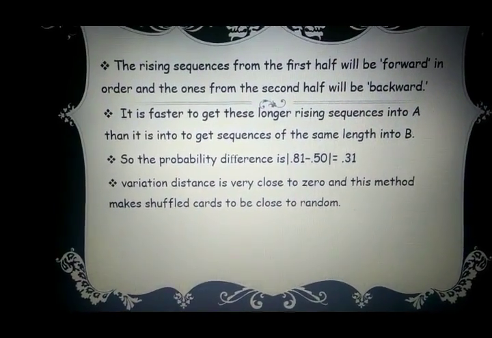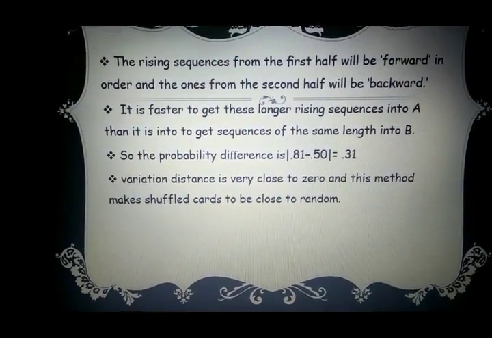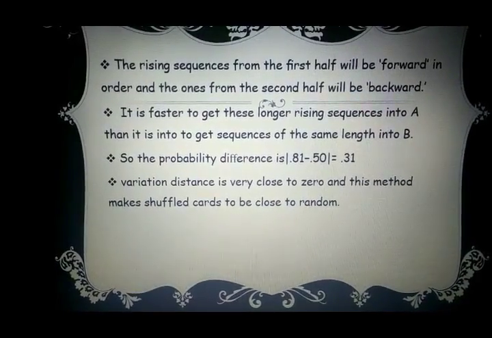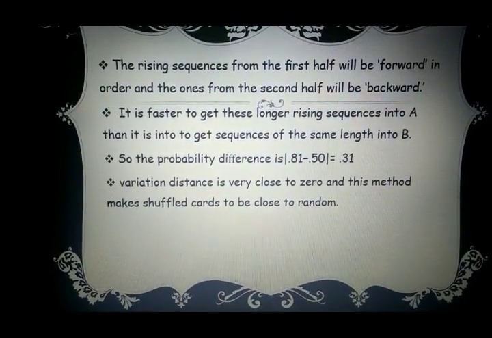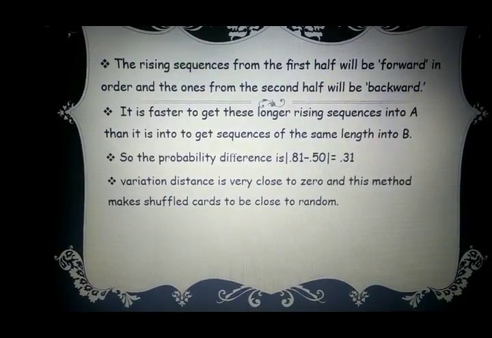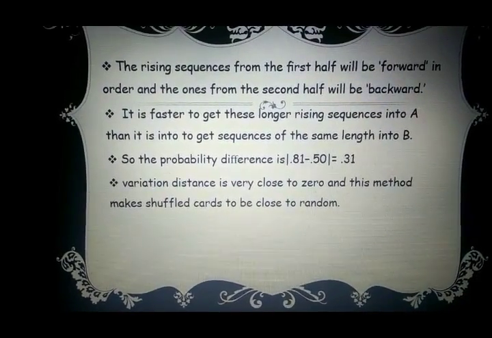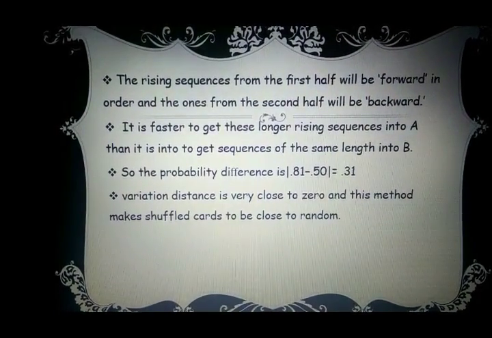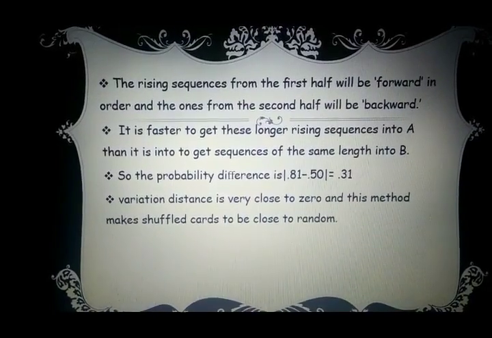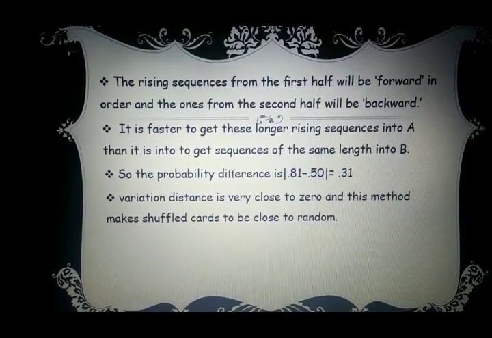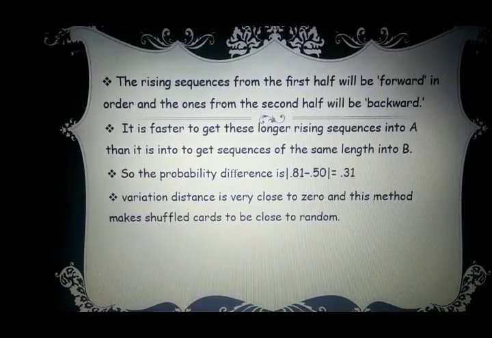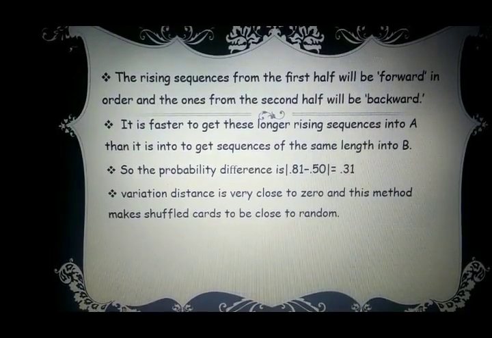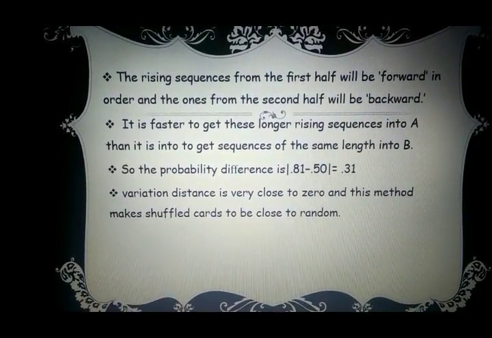So when we tried to find these rising sequences from the first half and the second half, what we saw was that the rising sequences in the first set were in the forward direction, and in set B, the rising sequences were in the backward direction. The number of rising sequences in pile A was much more than in pile B. And it is also faster to get these longer rising sequences into A than into B.